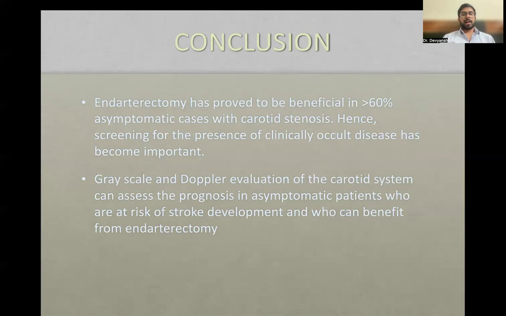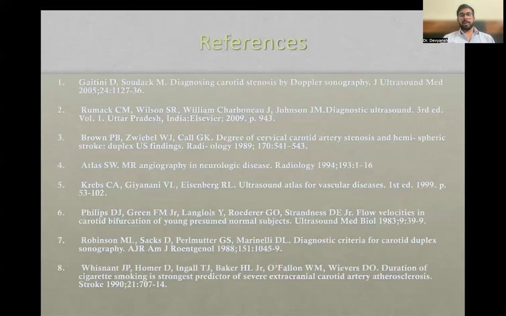Conclusion: endarterectomy has proven to be beneficial in more than 60% of asymptomatic cases with carotid stenosis. Hence, screening for the presence of clinically occult disease has become important. Grayscale and Doppler evaluation of the carotid system can assess the prognosis in asymptomatic patients who are at risk of stroke development and who can benefit from endarterectomy.